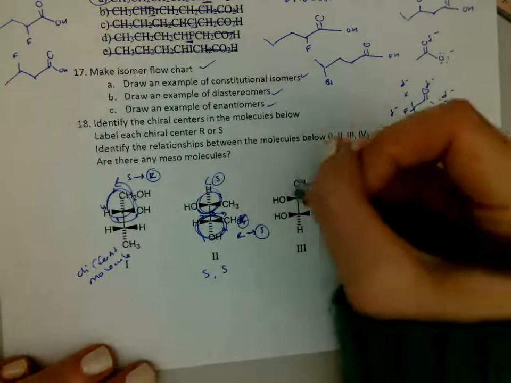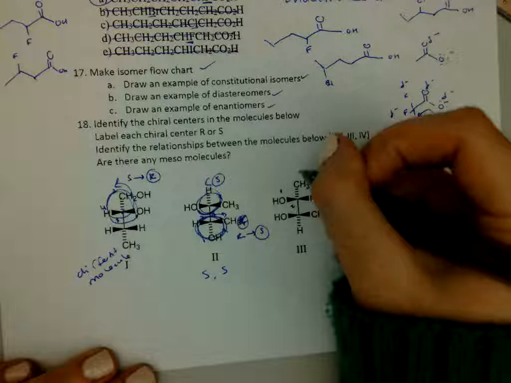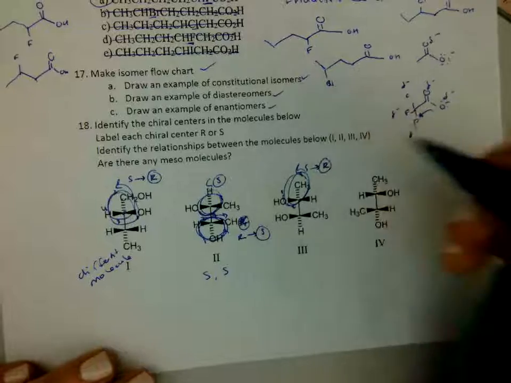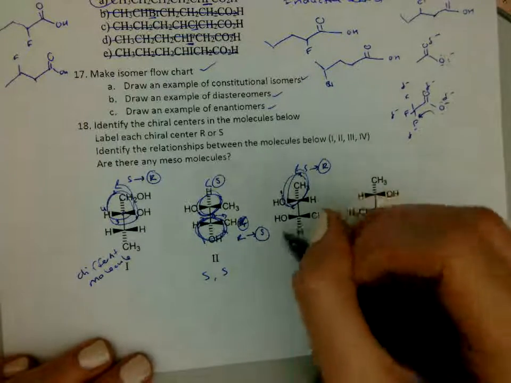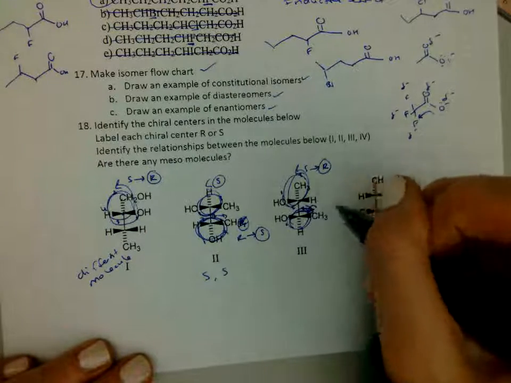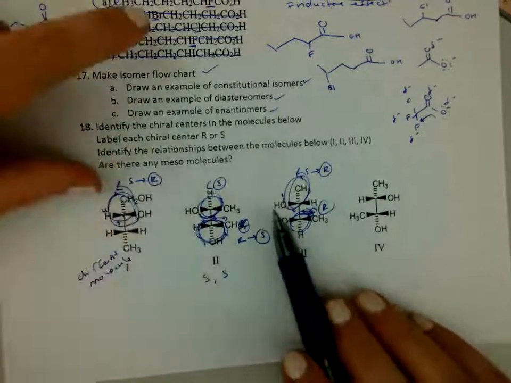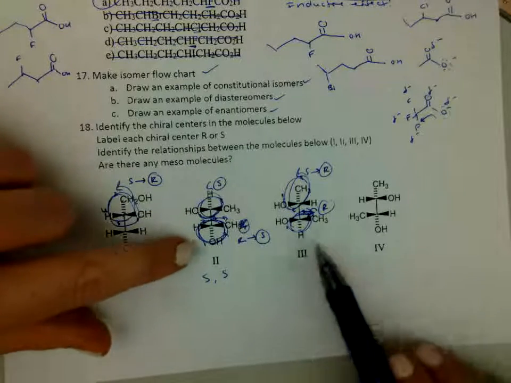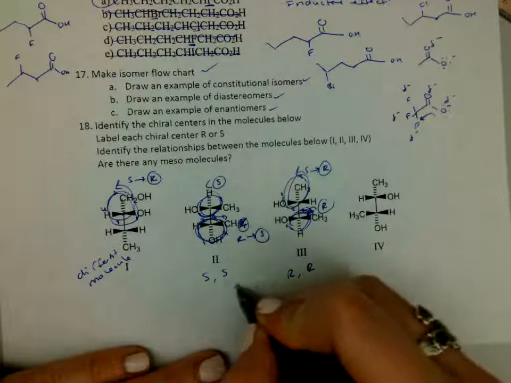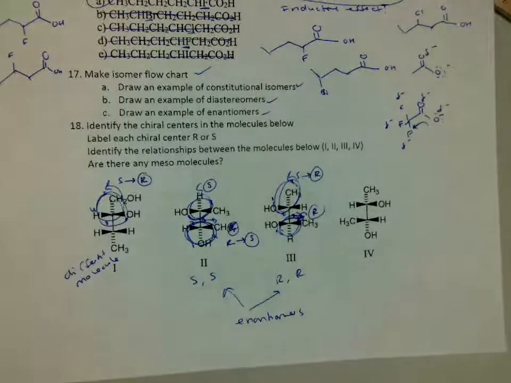Let's see. This would be 1, 2, 3. This is S, but the hydrogen is coming towards us, so it's actually R. And this is 1, 2, 3, 1, 2, 3. So it's R. So if this is SS and this is RR, and they both have an alcohol, a CH3, and a hydrogen on the top, an alcohol and a CH3, a hydrogen on the bottom, these are enantiomers. So that's those two relationship with each other.